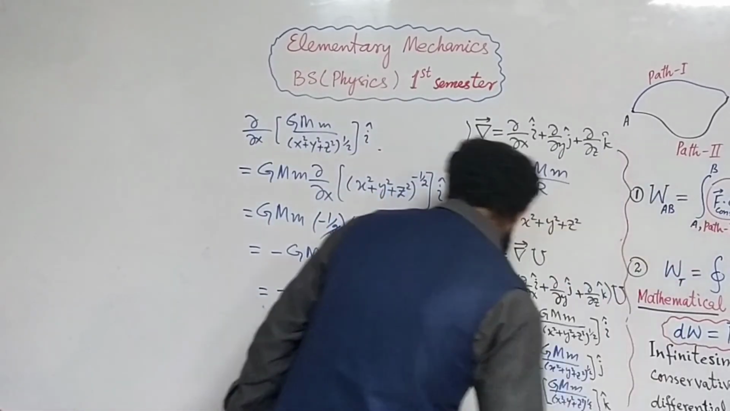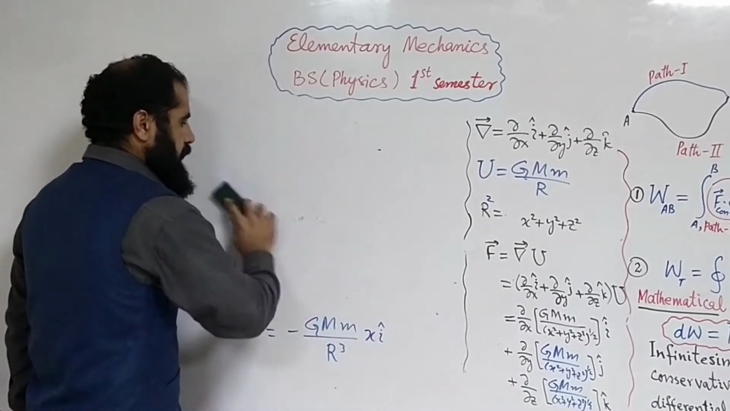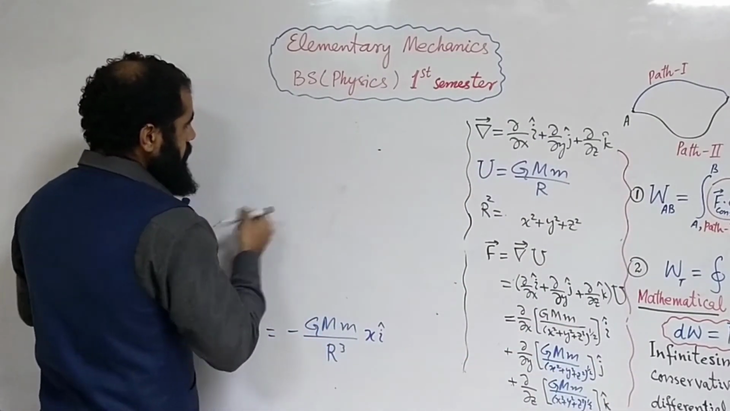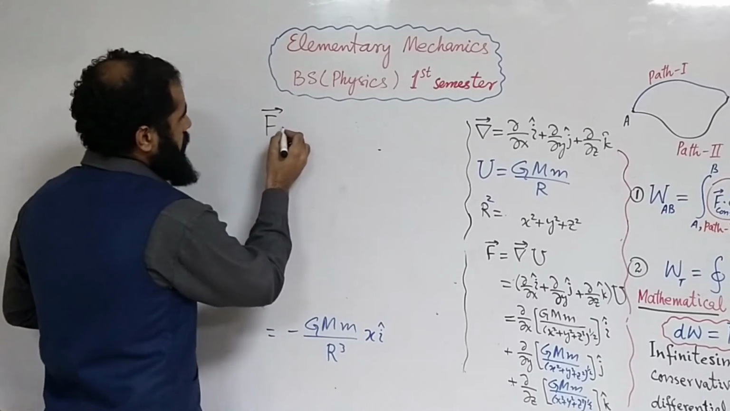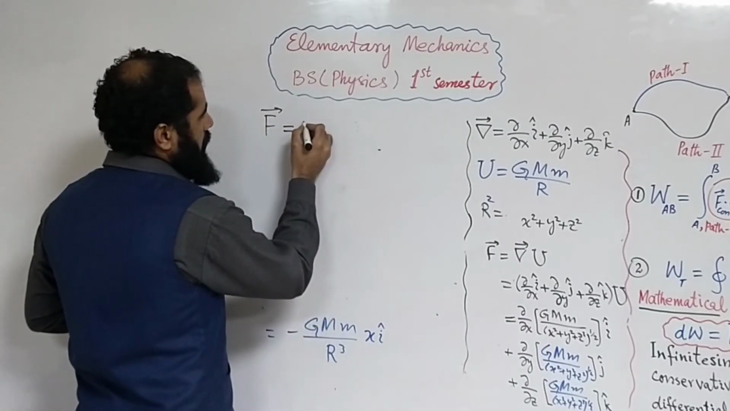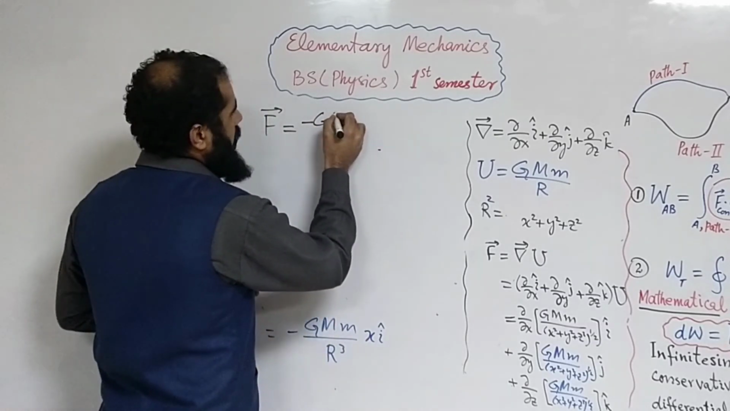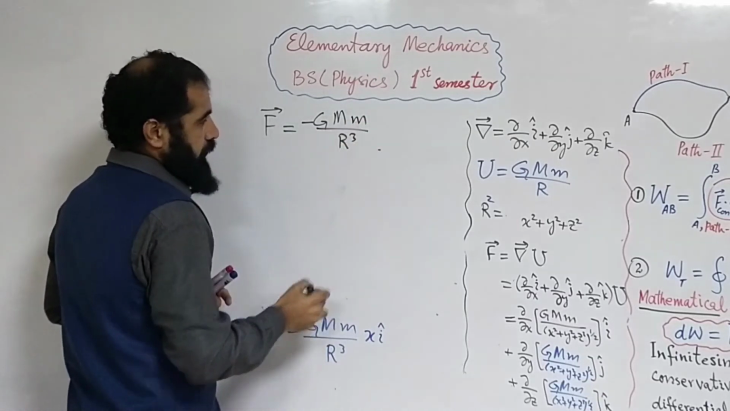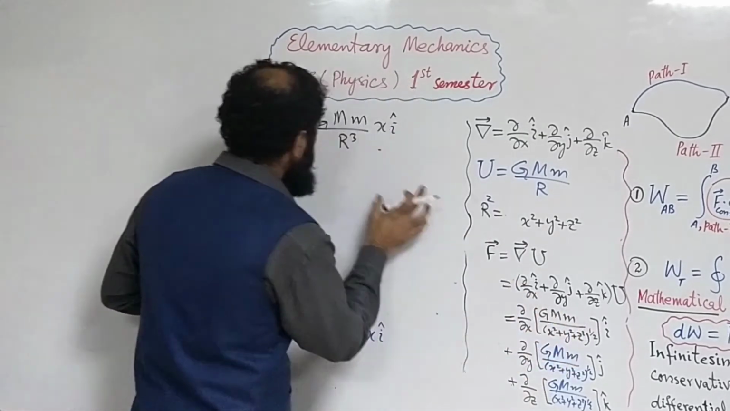So concluding that discussion, let me write all those components which I would get from here. From the first I get this. F is, from the first what I get, minus GM divided by r cube xi. This comes from the first term.